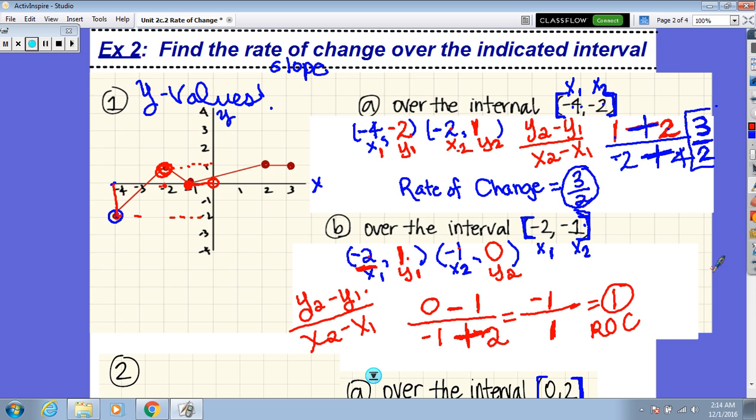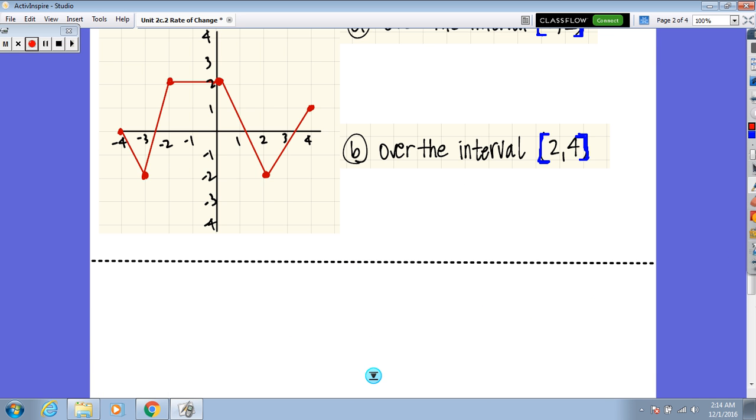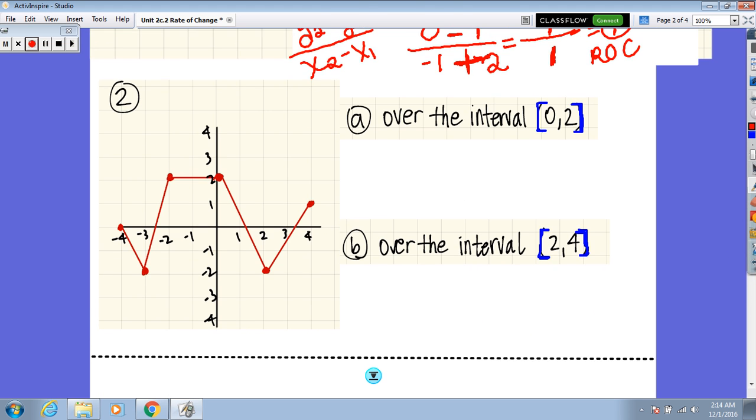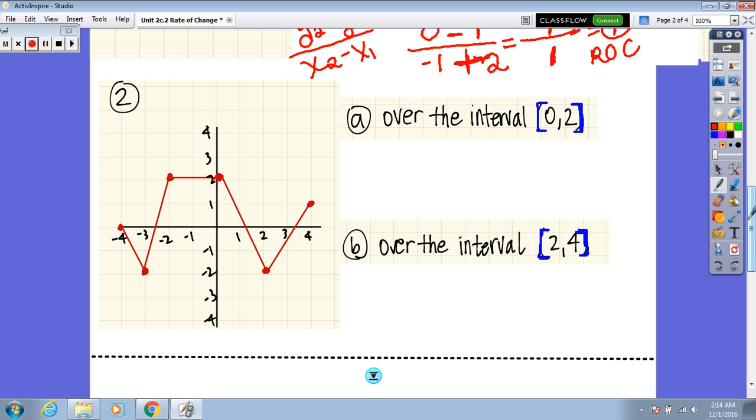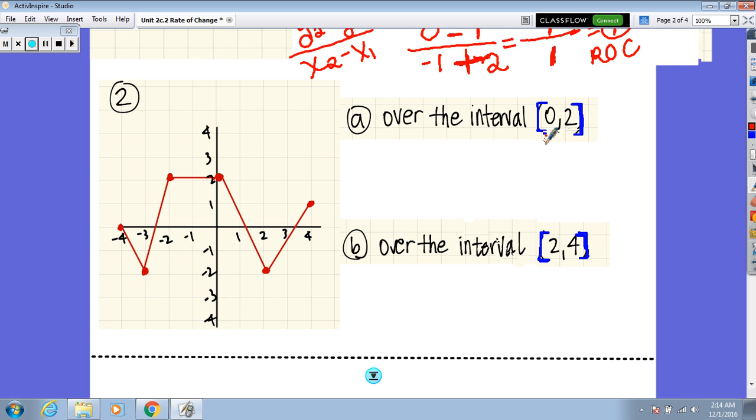Now, if you would, Miss Hall, please pause the video to let them try number 2 on their own so that we can make sure that they understand. Okay, so 0 is the first x and 2 is the second x for your first problem. For the second one, 2 is your first x and 4 is your second x. Okay, you can pause the video.